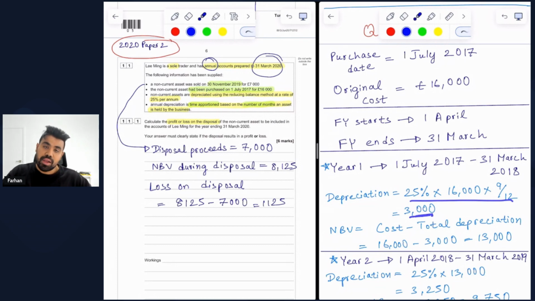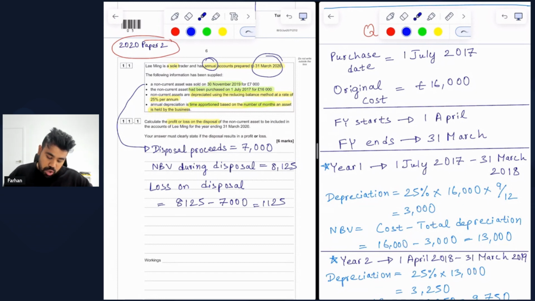Because you're using the reducing balance method, always remember to calculate the net book value at the end of the financial year. The net book value can be calculated by taking the original cost and subtracting the total depreciation at a given point in time. In this case, the original cost is £16,000, which we understand based on the second line of the additional information. And we are subtracting the total depreciation in the first year of usage, which is £3,000 based on our calculations. And we get a net book value of £13,000 at the end of the first year of usage, which is at end of 31 March 2018.